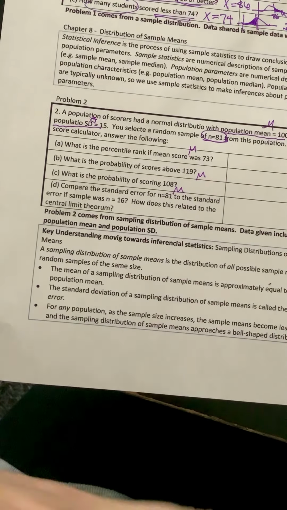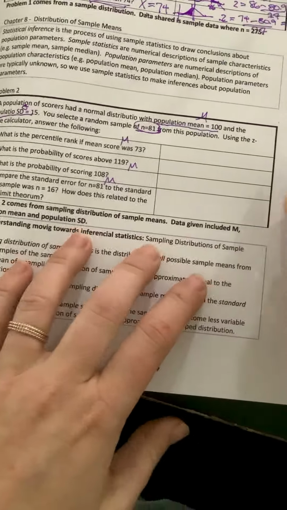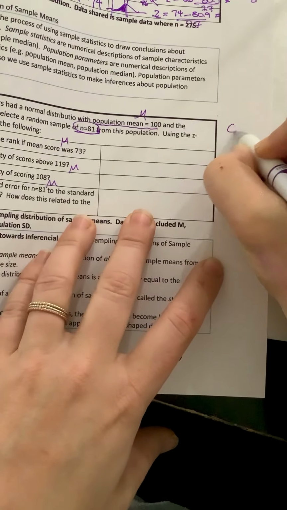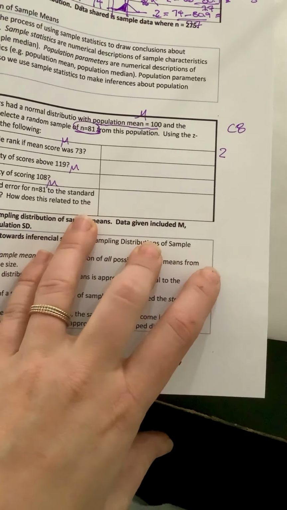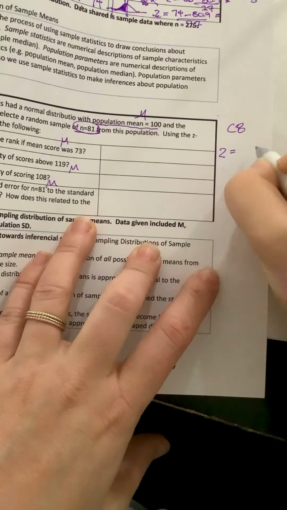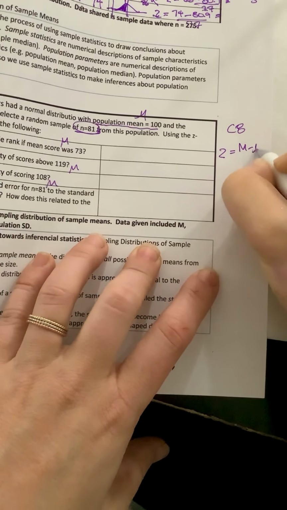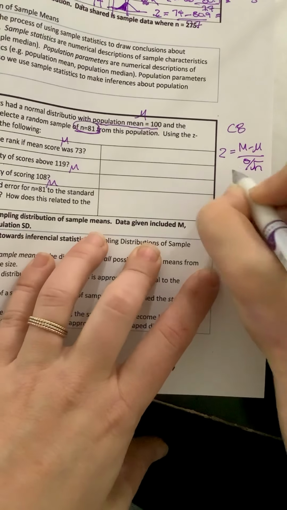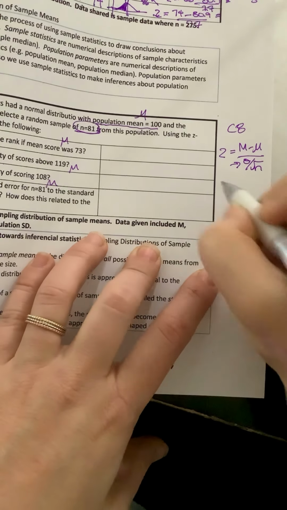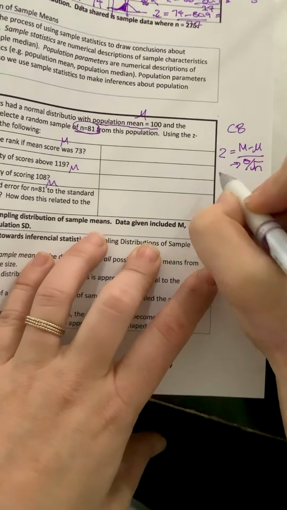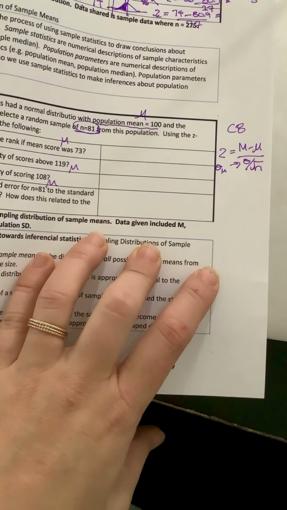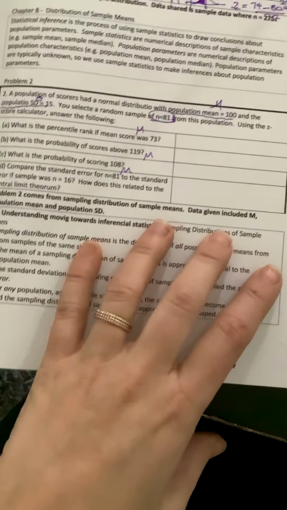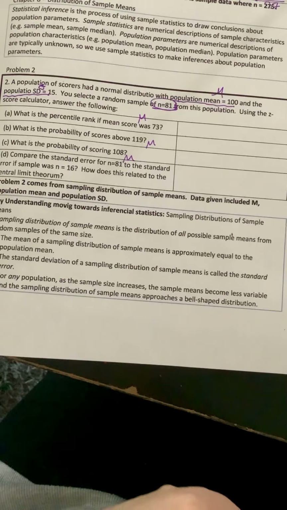This is that same setup we did in problem 1, but we now have to use our new z-score for distribution of the sample means, which is the M minus the mu over, now this is that new estimated standard error. Right, so that's that symbol. Okay, so we're going to be, again, plugging and chugging the information.